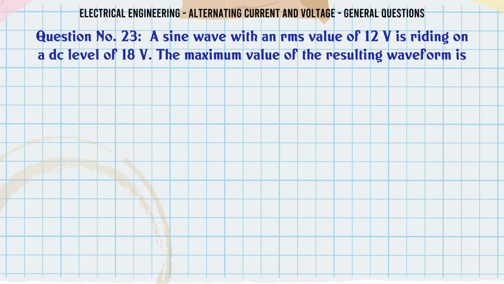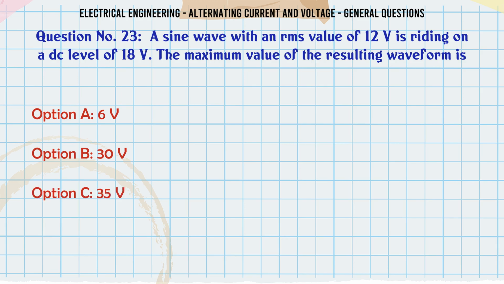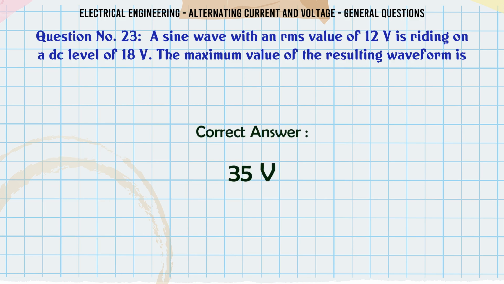A sine wave with an RMS value of 12 V is riding on a DC level of 18 V. The maximum value of the resulting waveform is: A, 6 V; B, 30 V; C, 35 V; D, 0 V. The correct answer is 35 V.